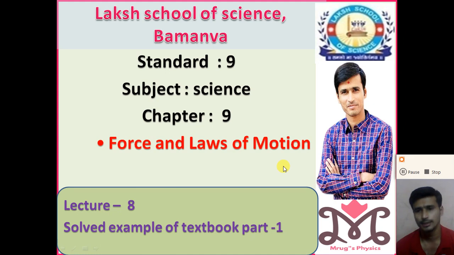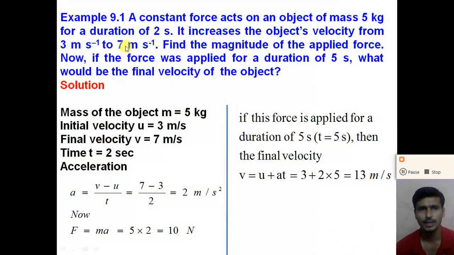So dear student, let us start with the first example, example number 9.1 in the textbook. Example 9.1: a constant force acts on an object of mass 5 kg for a duration of 2 seconds. Here the mass of the object m is equal to 5 kg and the time t is equal to 2 seconds.